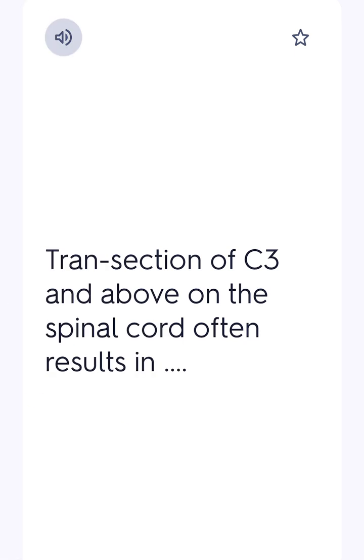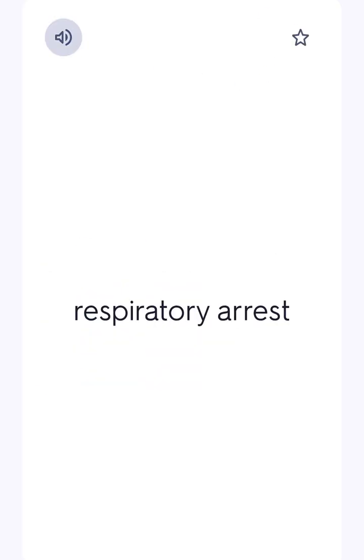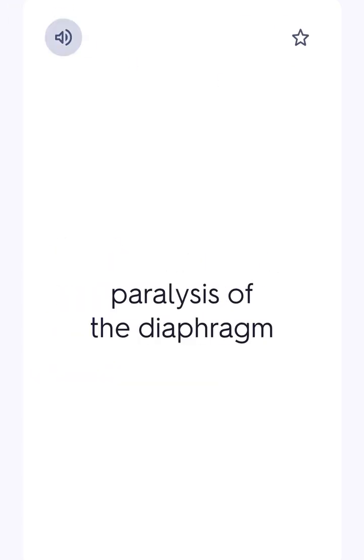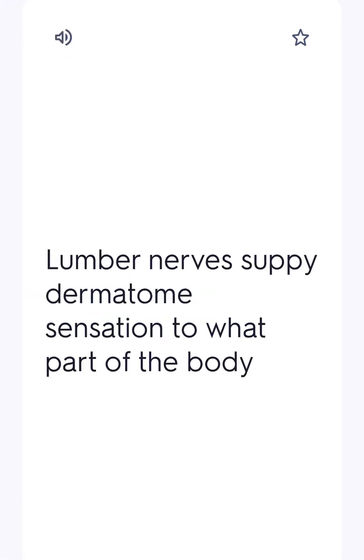Transection of C3 and above on the spinal cord often results in respiratory arrest. Transection of C4 and above on the spinal cord often results in paralysis of the diaphragm. Lumbar nerve subepidermatome sensation to what part of the body? Lower body.